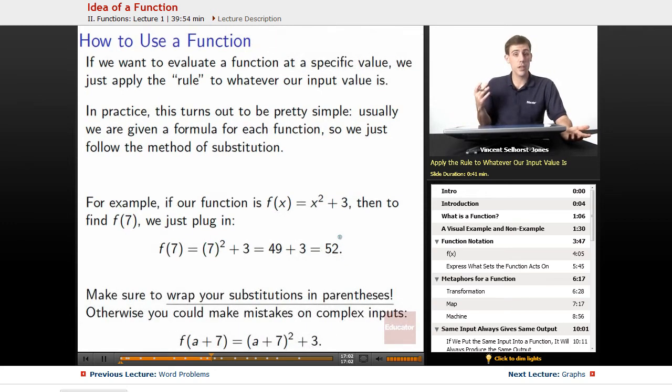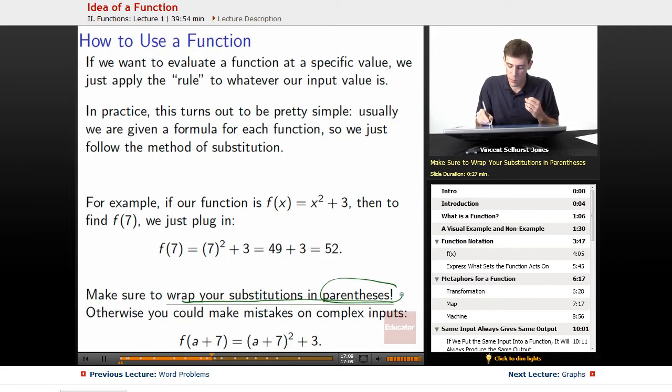If we look at a slightly more complex example, though, we see why it's so important to wrap your substitutions in parentheses. So if we consider a slightly more complex input like a plus 7, then we have to have it in parentheses because it's not just the a that gets squared. It's not just the 7 that gets squared. It's all of that thing that went in. All of that thing is both the a and the plus 7. It's a plus 7, that whole number combined. It's not a squared plus 7. It's not a plus 7 squared. It's (a plus 7), whole thing squared, and then plus 3.